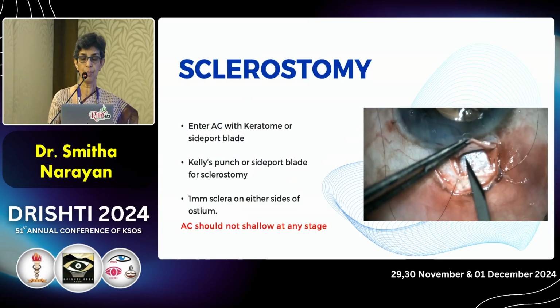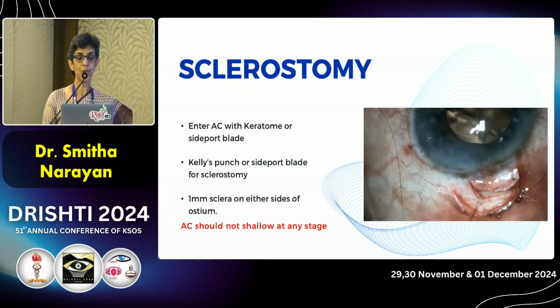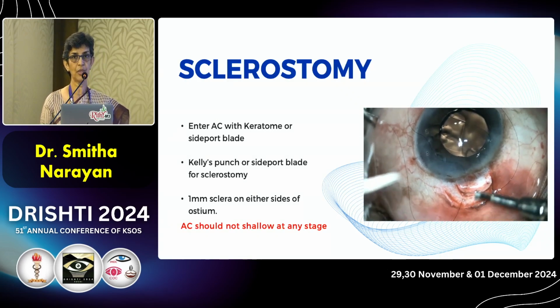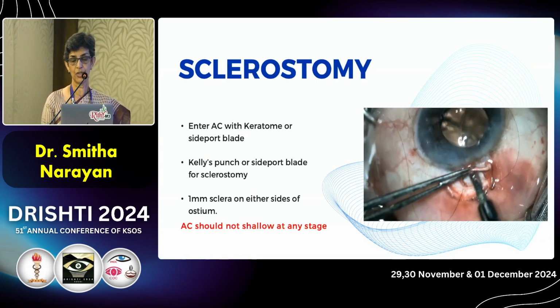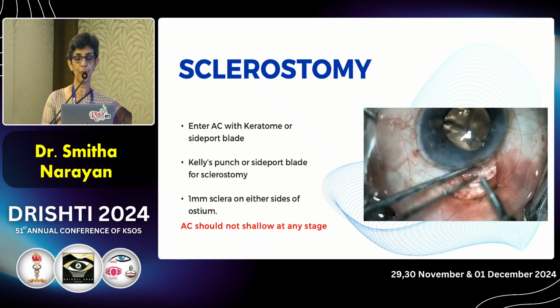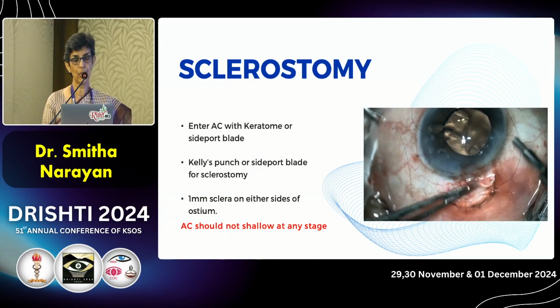Then we come to the main portion of trabeculectomy, and that is the sclerostomy. Before that we have to enter the anterior chamber, and I usually use a keratome to enter the anterior chamber. That keratome I usually enter in the clear cornea. So that is why knowing the surgical anatomy of the limbus is very important.